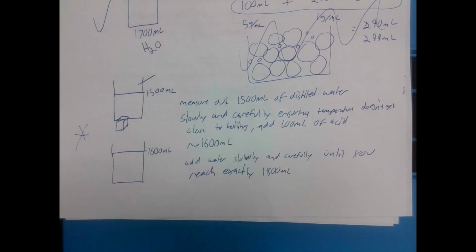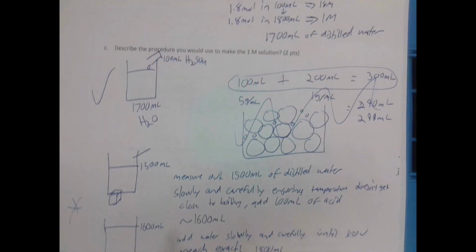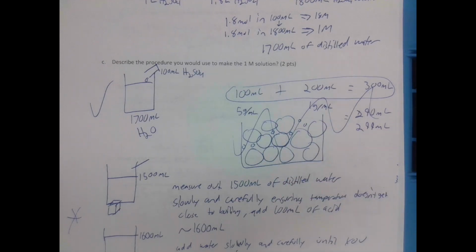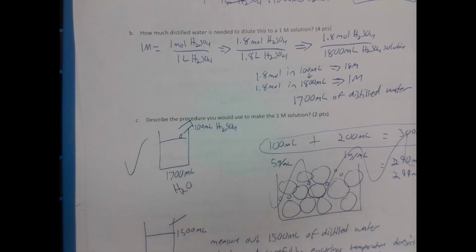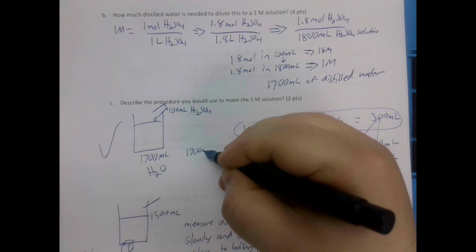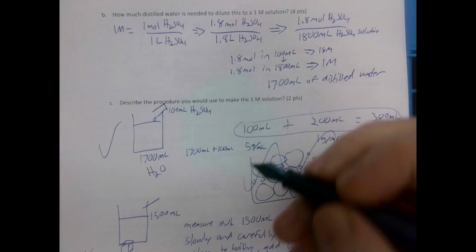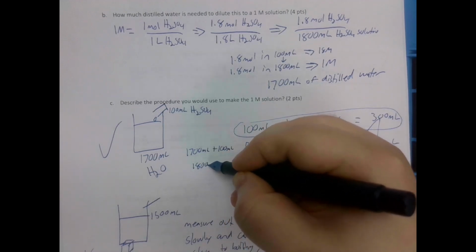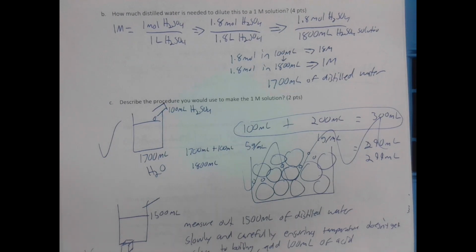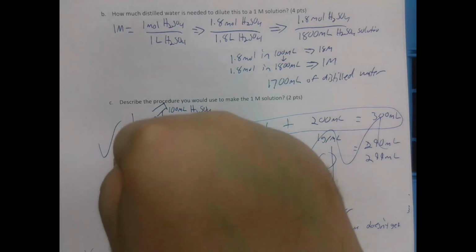This method is more precise, as it does take into account the fact that the smaller molecules can squeeze in between the gaps. But really on this size right here, since this is so much smaller than this, it doesn't matter. 117 milliliters plus 100 milliliters is going to be so close to 1,800 milliliters that it really does not matter. So you could have measured this out carefully.